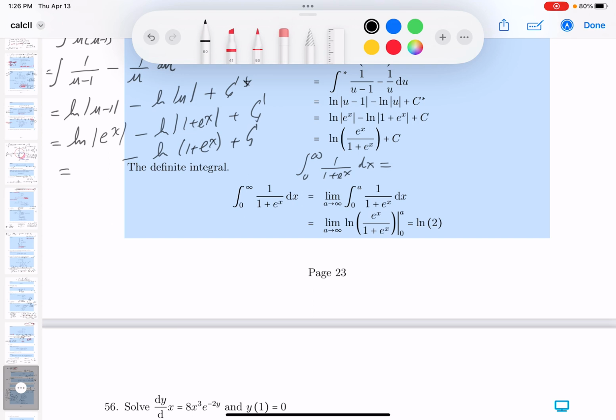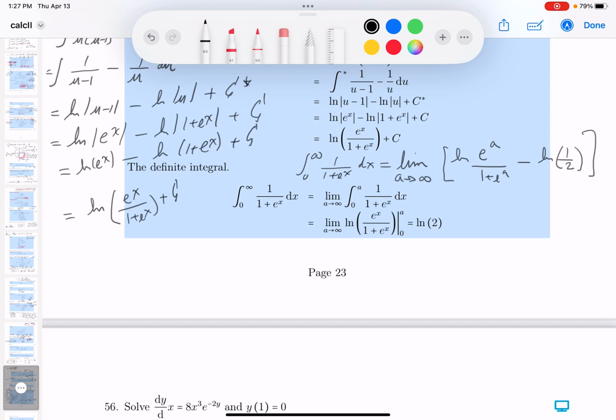And this is going to be the natural log of e to the x, and I can use the rules of logs now. So it's natural log of e to the x over 1 plus e to the x plus c. All right, let's write this down again. Limit as a goes towards infinity of, I'm going to expand it now. So it's going to be natural log of e to the a over 1 plus e to the a minus, let's see, the lower limit, which is 0, and that's going to be natural log of 1, right, because e to the 0 is 1, and the bottom you get 2.